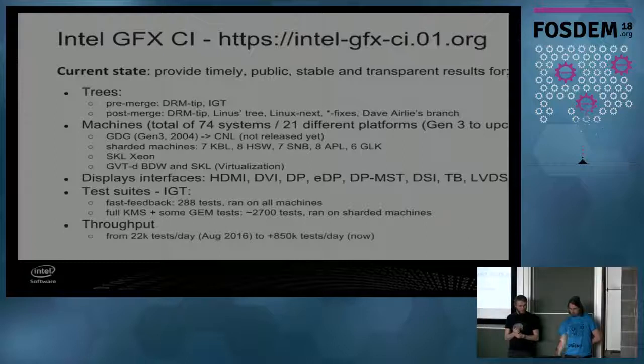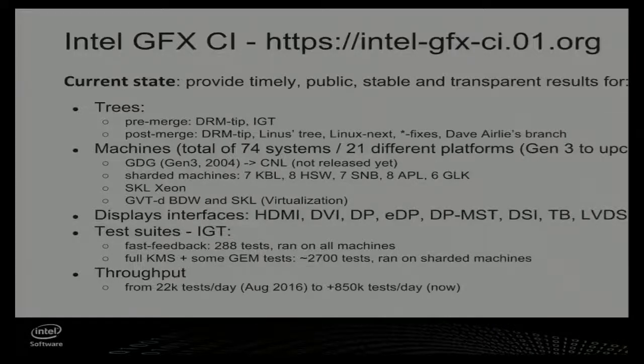And as of throughput, we started in August 2016 with 22,000 tests executed a day, and we grew quite a lot. So we total around 850,000 tests executed a day for the whole CI system.